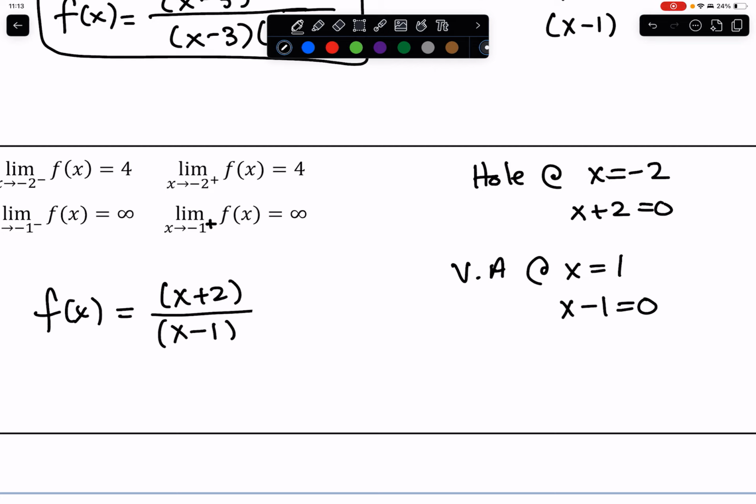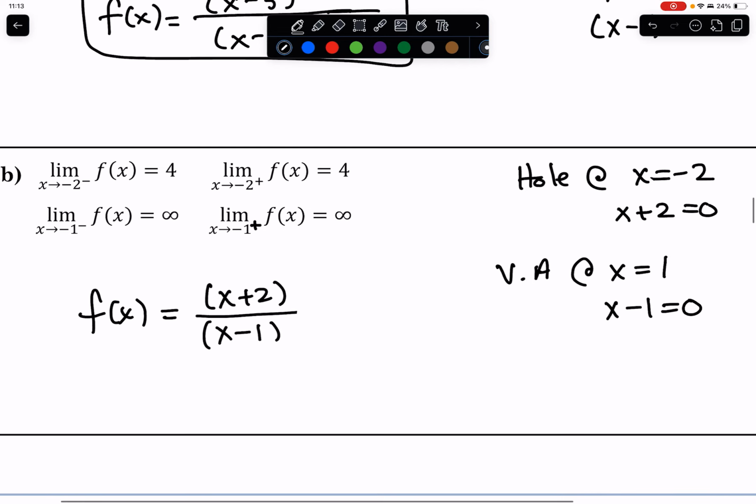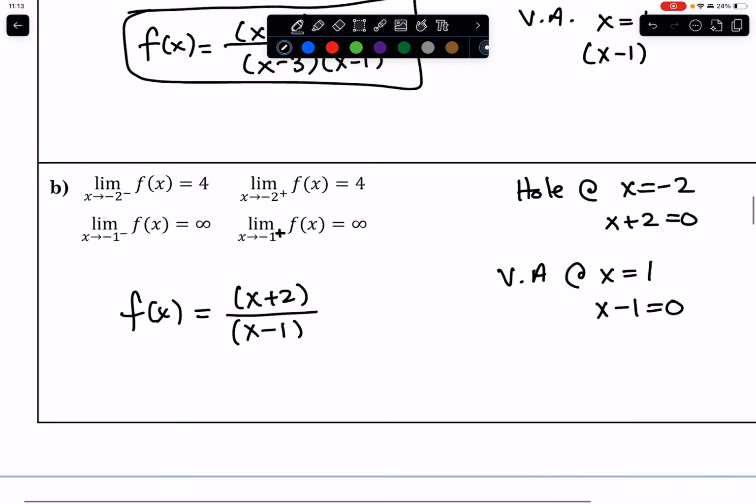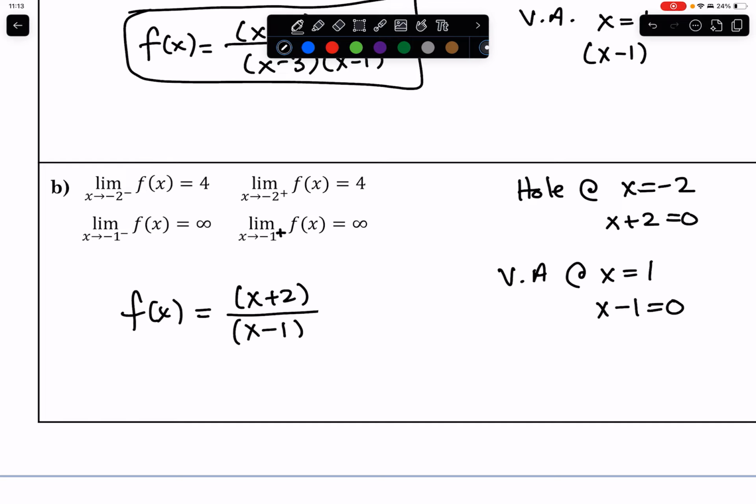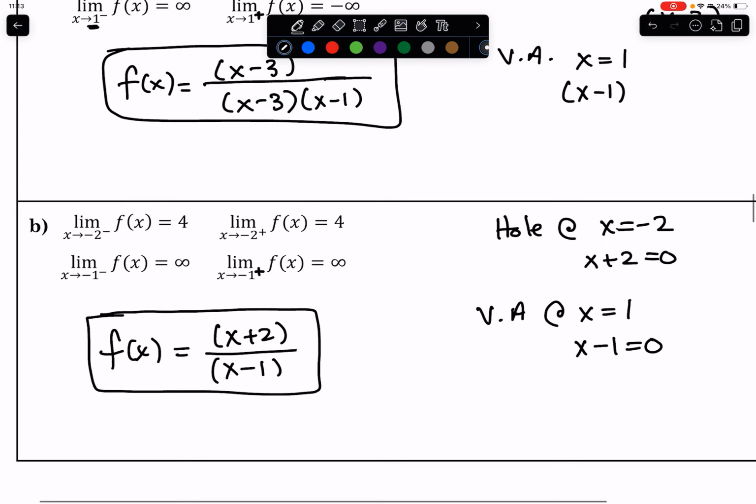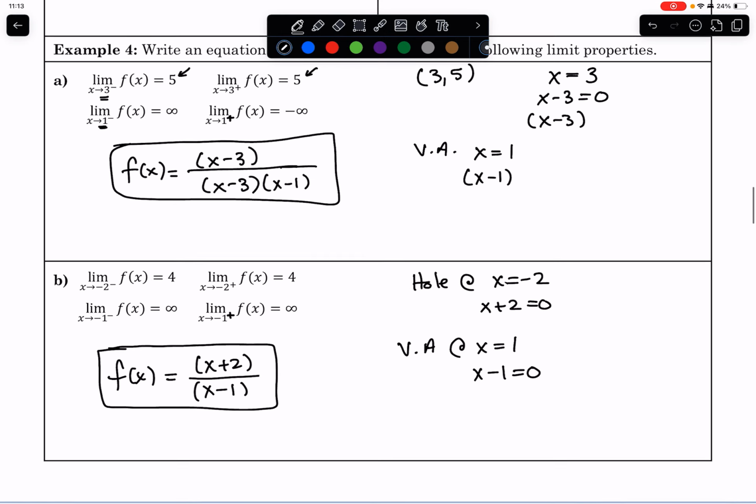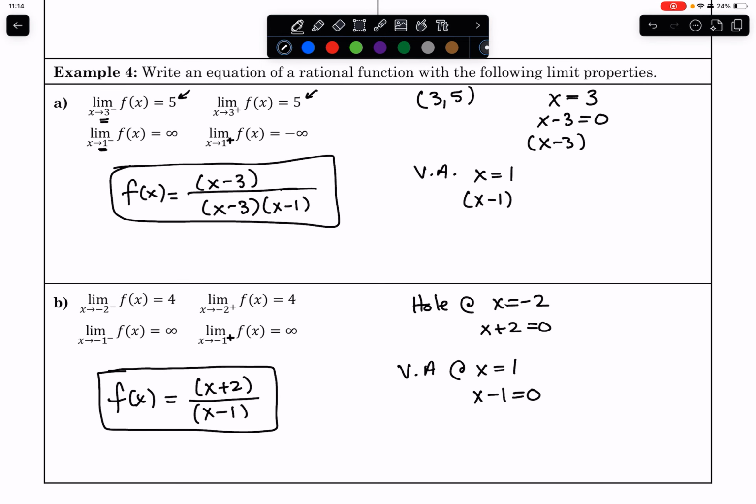So all we're doing again is using the information and reverse engineering, working backwards, to see what the function will look like. Of course, there could be more factors. We could have intercepts, but we don't know what the intercepts are. So writing any equation of a rational function just to fit these limit properties would just be those quantities there.